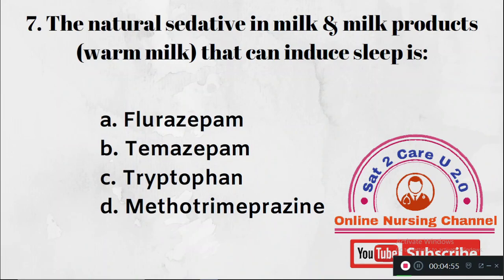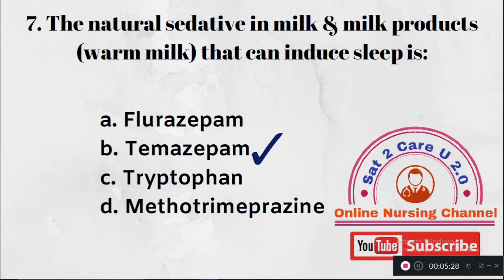The natural sedative in milk and milk products, particularly in warm milk, that can induce sleep is A, flurazepam. Option B, temazepam. C, tryptophan. D, methotrexate. So which is called natural sedative, which is present in warm milk and milk products, which can induce sleep? The right answer is temazepam is a natural sedative agent.